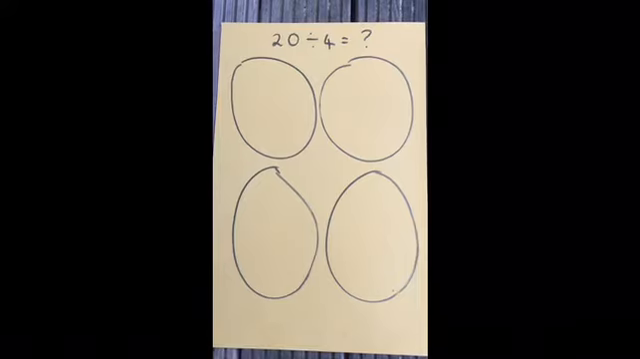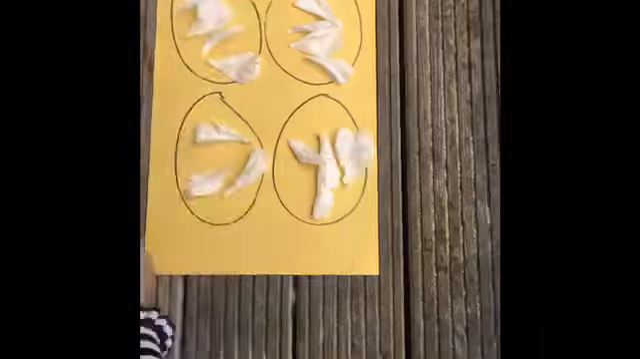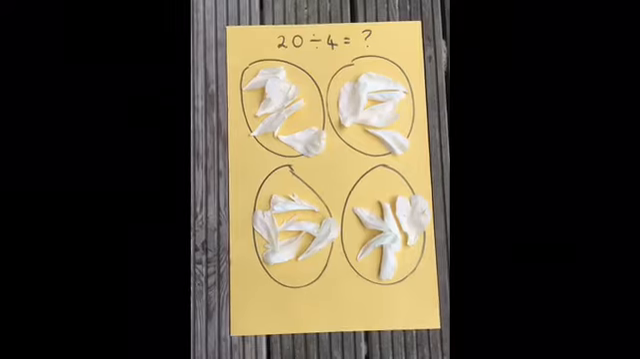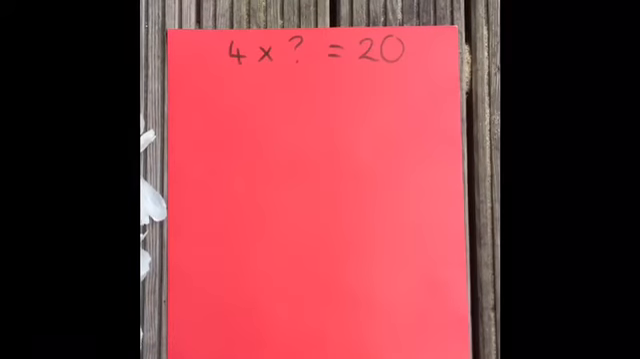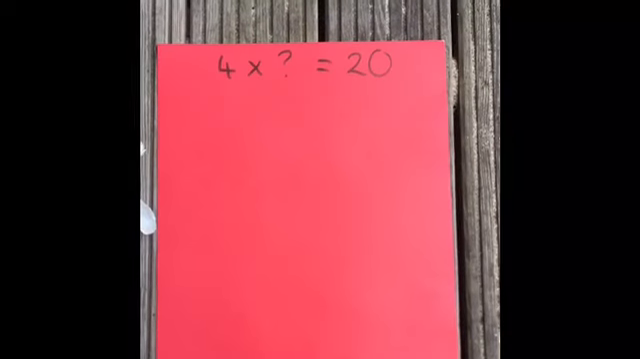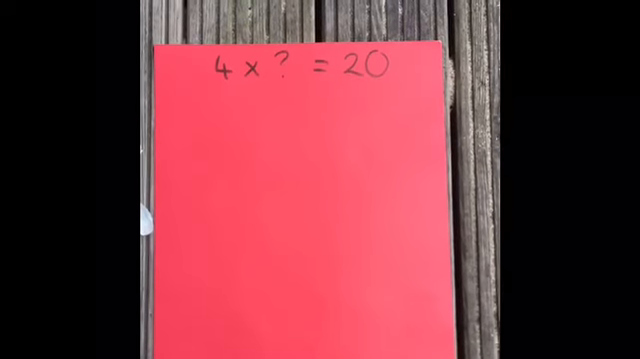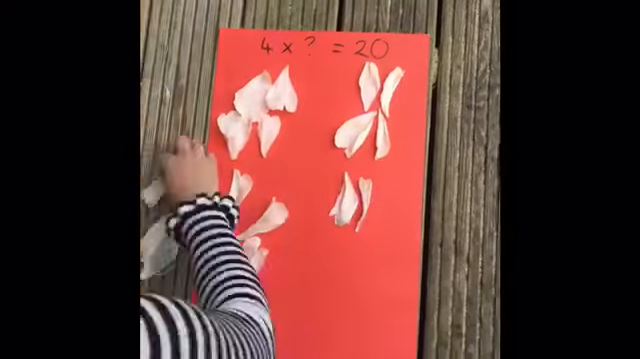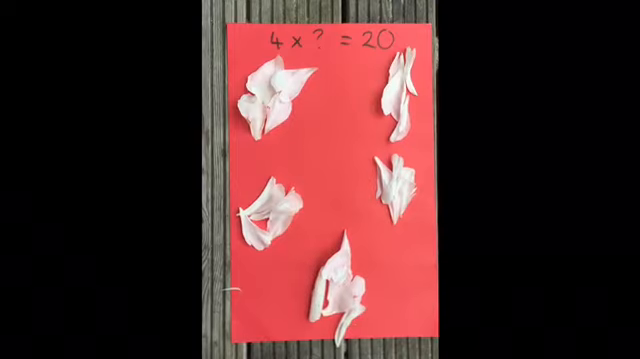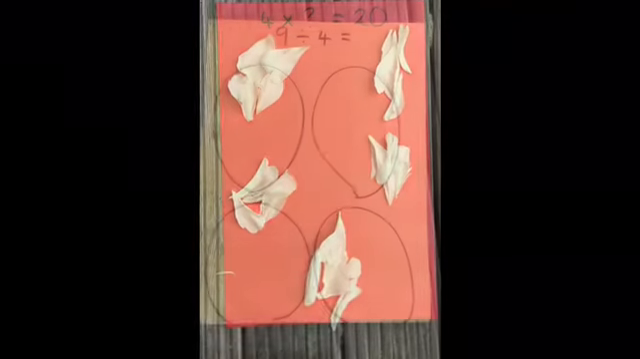20 divided by 4 means 20 shared into 4 groups. So now we can see 20 shared into 4 is 5. So now thinking about the same sum as a multiplication, 4 sets of what make 20? So here we're making groups or sets of 4 and we're trying to find out how many groups of 4 will make 20. This time we organised groups of 4 and we found there were 5 groups of 4 altogether. This is another way of dividing 20 by 4.